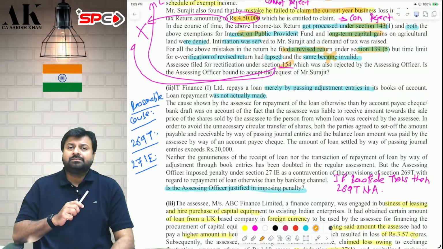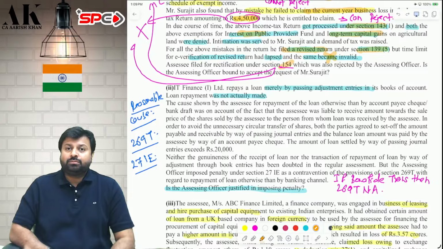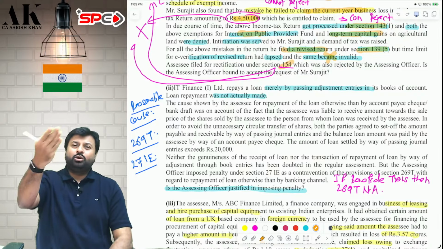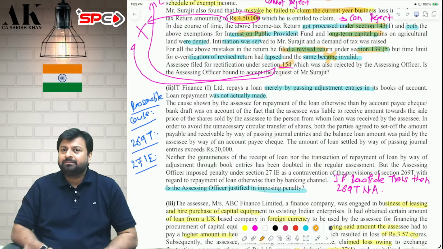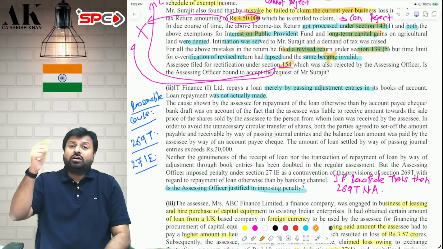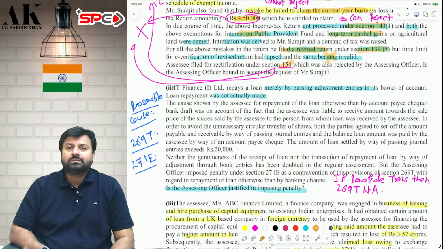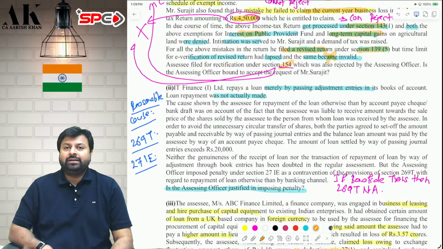Now the question is, this assessee has repaid the loan by passing a book adjustment, by passing a book entry. I have to pay you 3 lakh, you have to pay me 3 lakh, so we have adjusted. Now the officer is saying that this book adjustment is other than the 4 modes, therefore I will not allow it. Therefore, I will impose penalty under 271E. This is a violation of 269T.